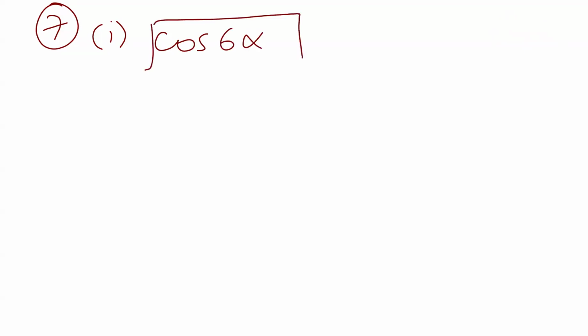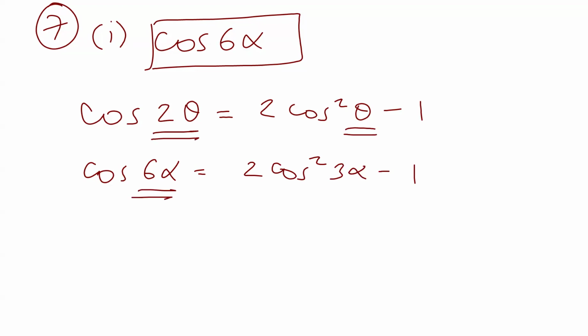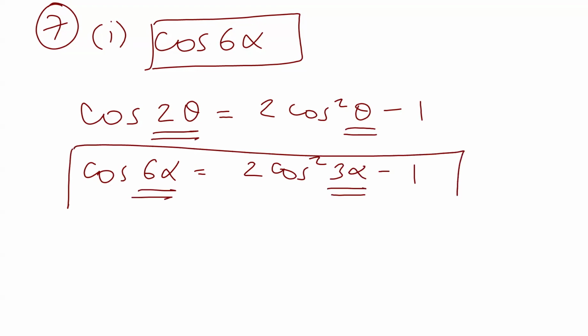So cos 2 theta is equal to, there are 4 formulae, but we require the formula in which only the cos term is there: 2 cos square theta minus 1. So cos 6 alpha will be 2 cos square 3 alpha minus 1. Half of 2 theta is theta, half of 6 alpha will be 3 alpha. So this is how cos 6 alpha is expressed in terms of cos 3 alpha.